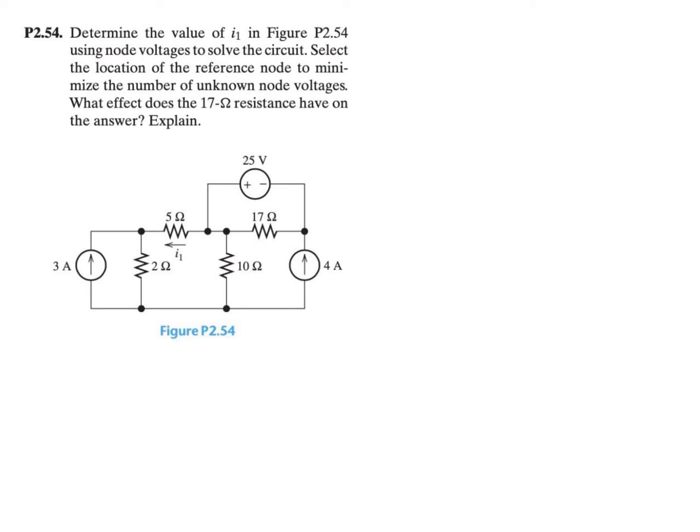Well, the question says that we can select the location of a reference node to minimize the number of unknown node voltages. Typically, it's a good idea to choose a node that's close to the voltage source if you want to apply the nodal analysis. In that case, we can minimize the number of equations and unknowns we have. So we can choose the node here to be our ground.